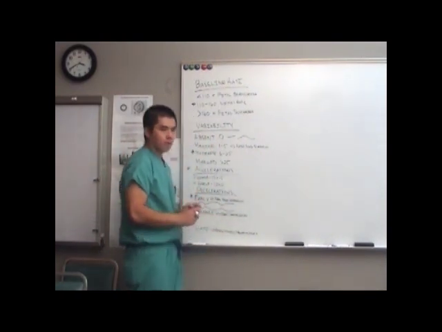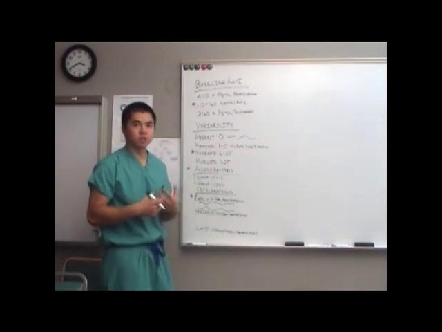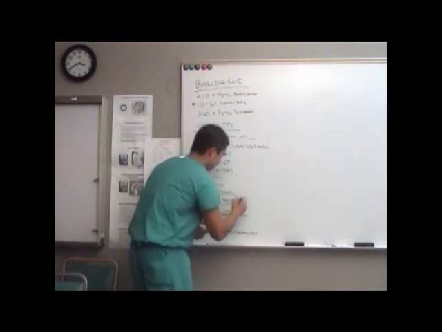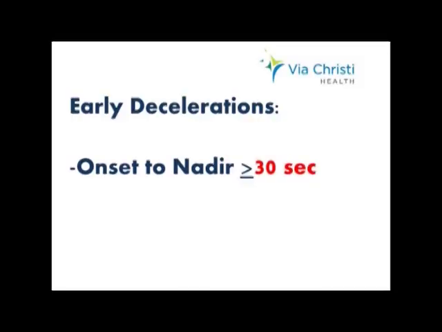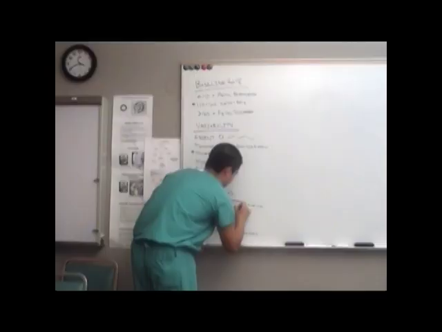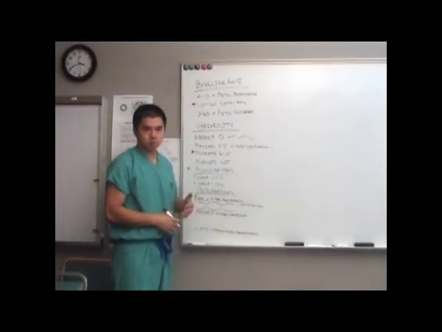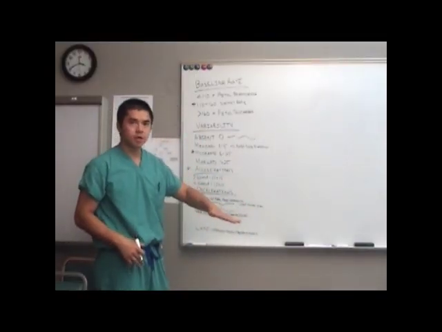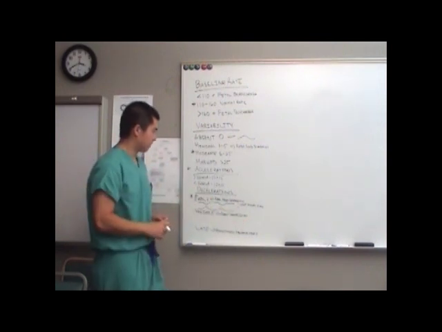The first part being that it's gradual. So what does gradual mean? It means the onset to the nadir is greater than or equal to 30 seconds, which is the definition of gradual. So it takes at least 30 seconds for it to kind of drop down to the trough.